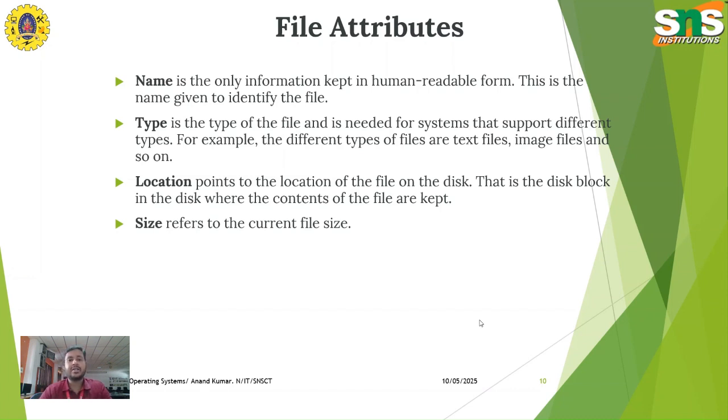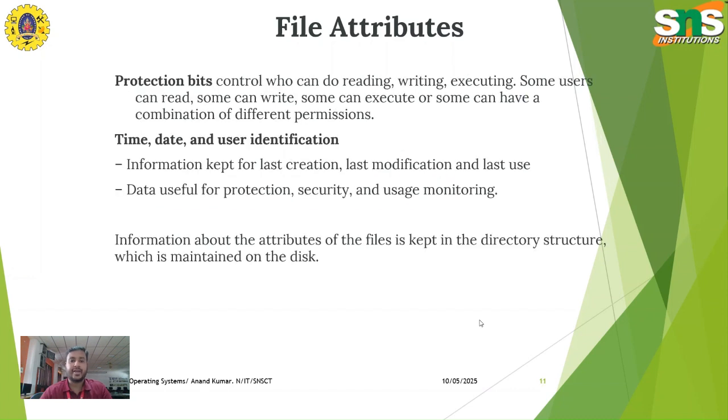Next is the main thing, which is location. Location points to the location of the file on the disk. Location is the main attribute of the file because if we don't know where the file is located, we can't retrieve it. We can just store it, but it will be like a blind storage. The next is size, and the size refers to the current size of the file.